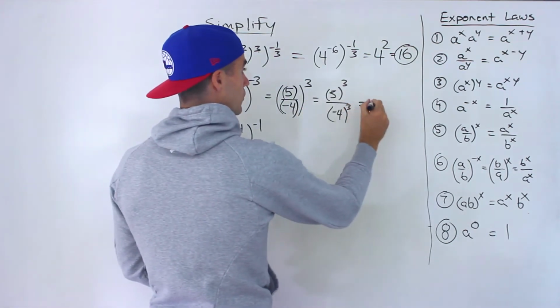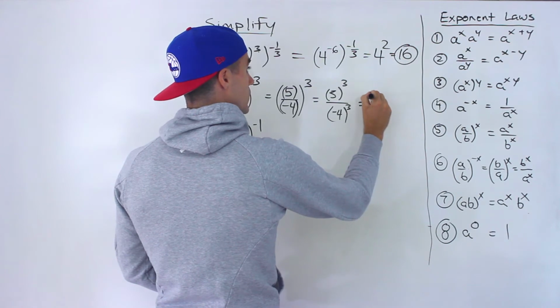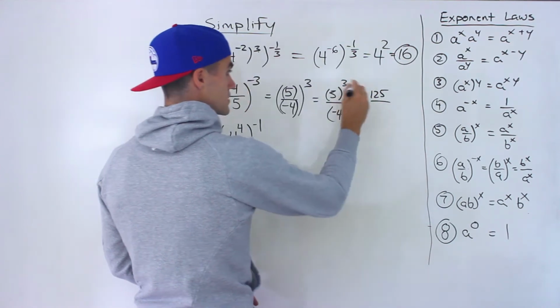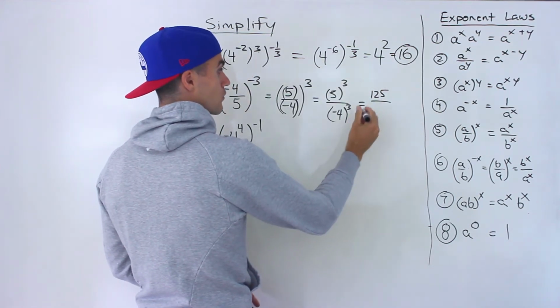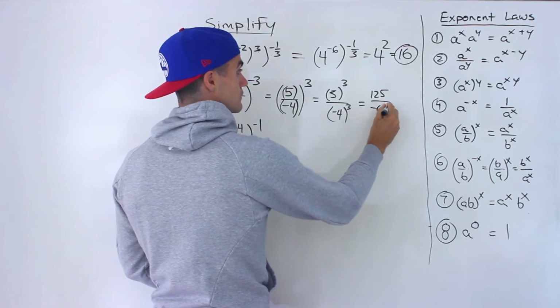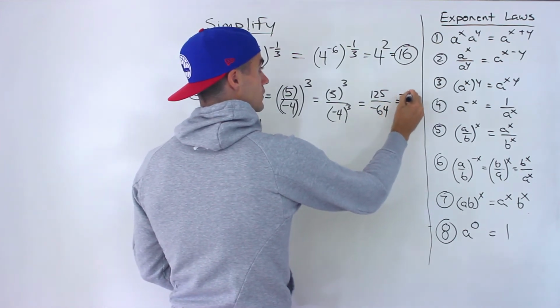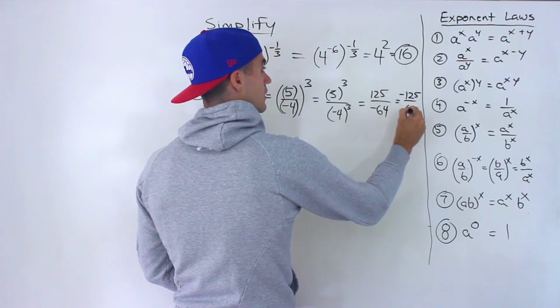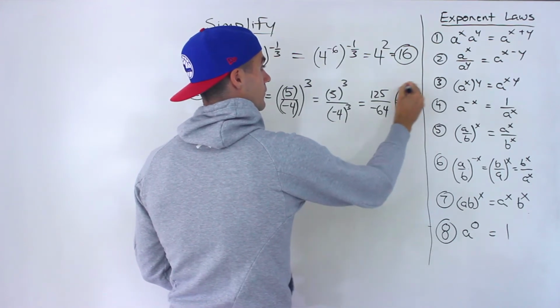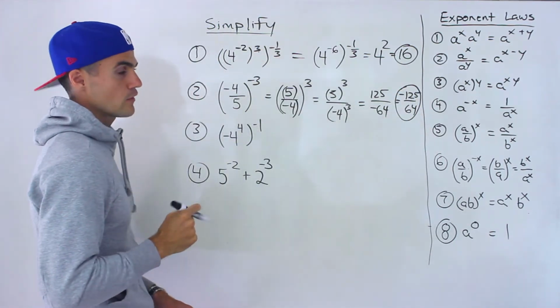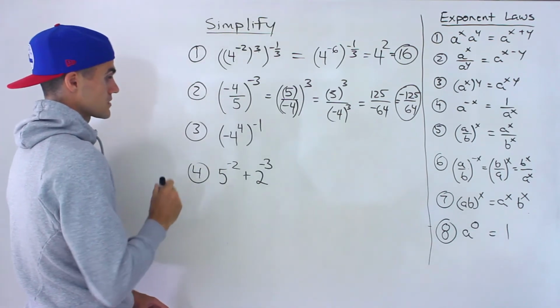So then you'd end up with what? 125. 5 to the power of 3 is 125. Negative 4 to the power of 3 is negative 64. And then to make it look nicer, you could put the negative at the top. So negative 125 over 64 is the final answer.